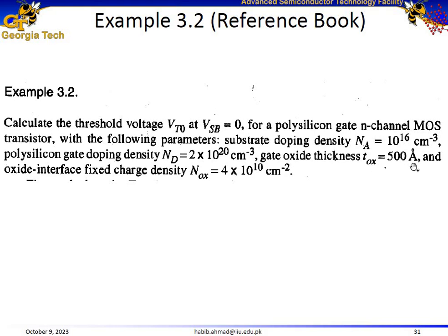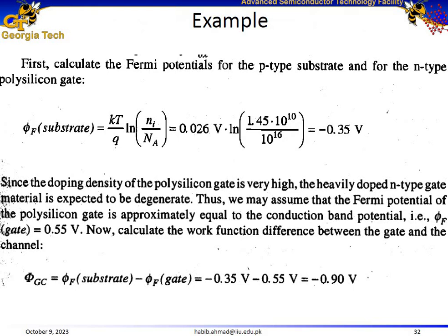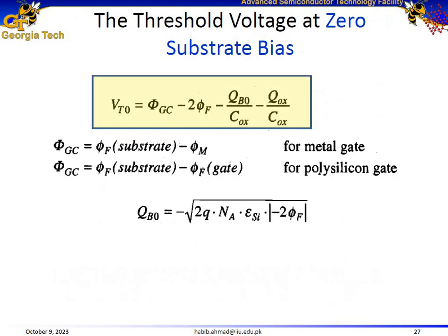The oxide thickness is also given, 500 angstrom, or we can say it's 50 nanometers. And the oxide interface fixed charge density is also given. So the number of oxide charges are 4 times 10 to the power of 10 per centimeter square. But in order to convert it into Q oxide, or the charge density, we need to multiply it with the charge on electron. So with these parameters in mind, and we already know the equation at 0 substrate bias is over here. So we have to calculate phi GC and then 2 phi F and then these two expressions.